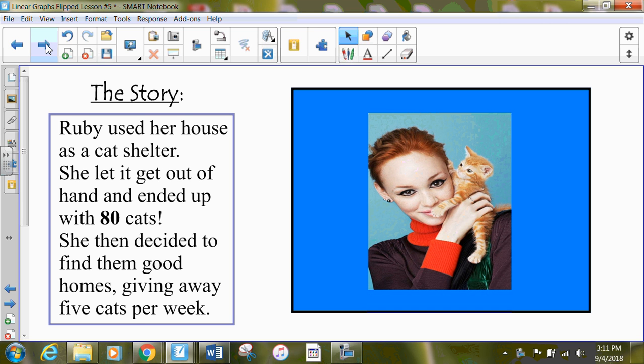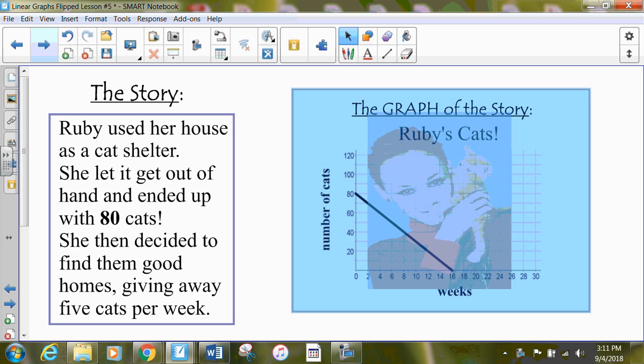So let's look at this story about Ruby. Ruby used her house as a cat shelter. She let it get out of hand and ended up with 80 cats. So she had 80 cats, and then what happened? Well, she decided to find them good homes, and she gave away 5 cats per week. So that's a story using words, but we can use a graph to tell the same story.